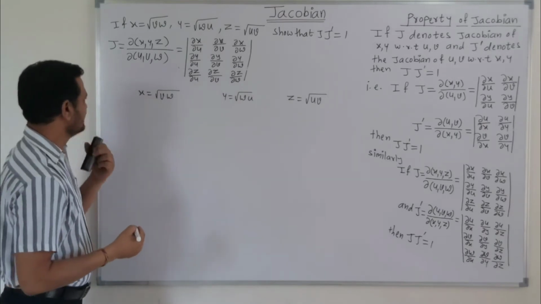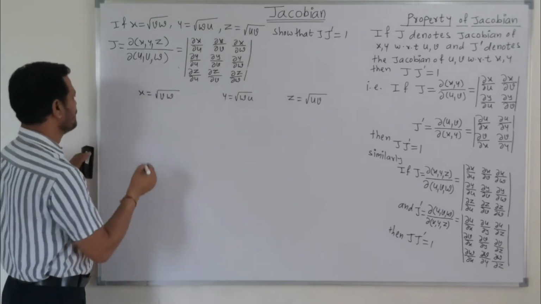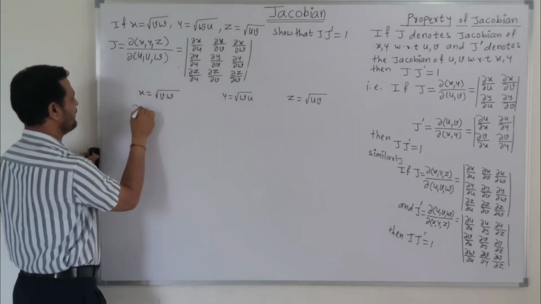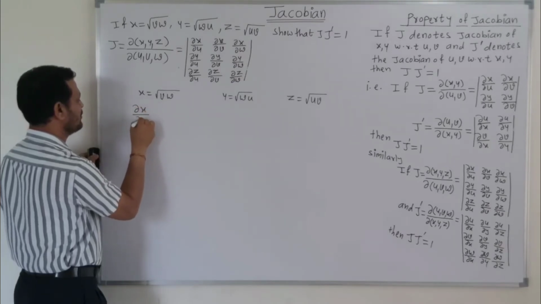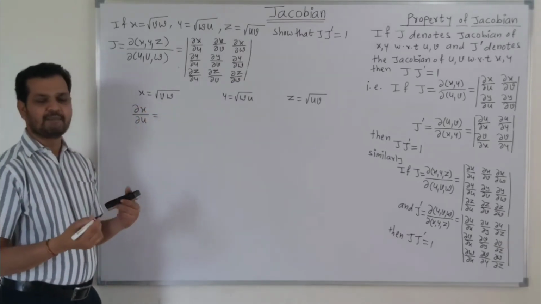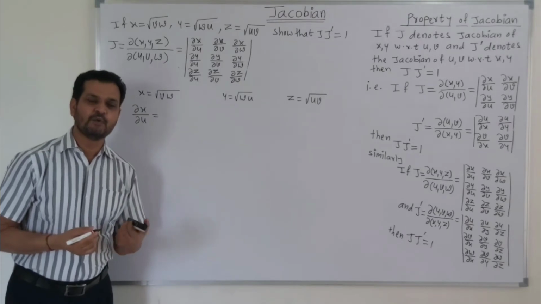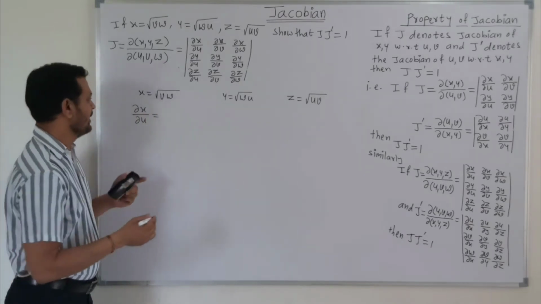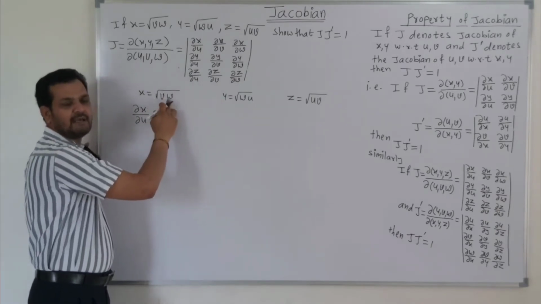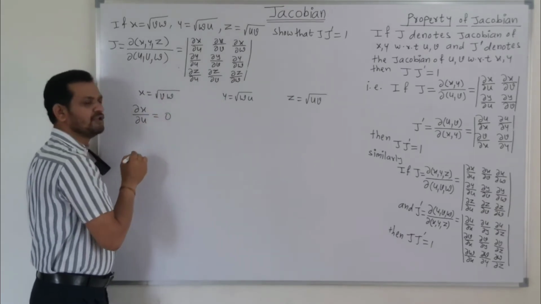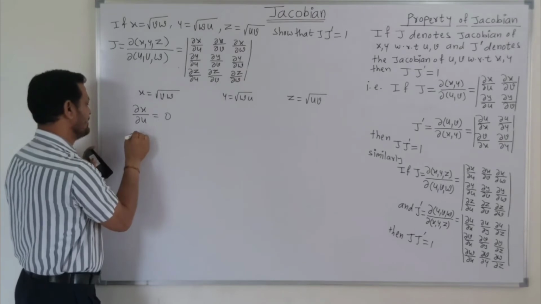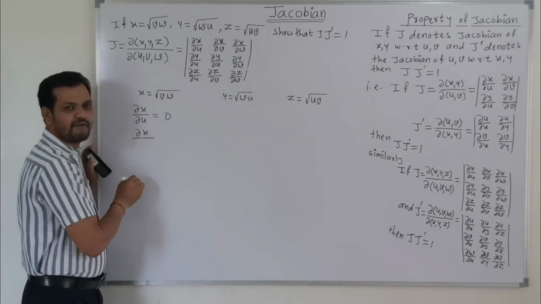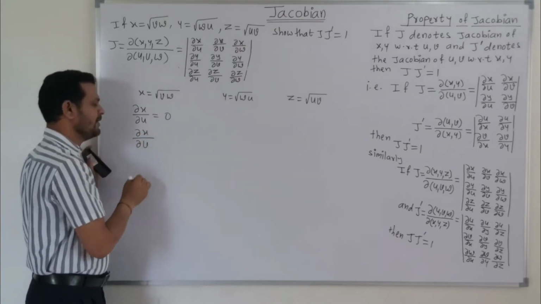Now friends, if we try to find the partial derivative of x with respect to u, then when we take the partial derivative of x with respect to u, v and w are constant. Here u is absent and v and w are constant. That means its partial derivative is 0. Similarly, take the partial derivative of x with respect to v.